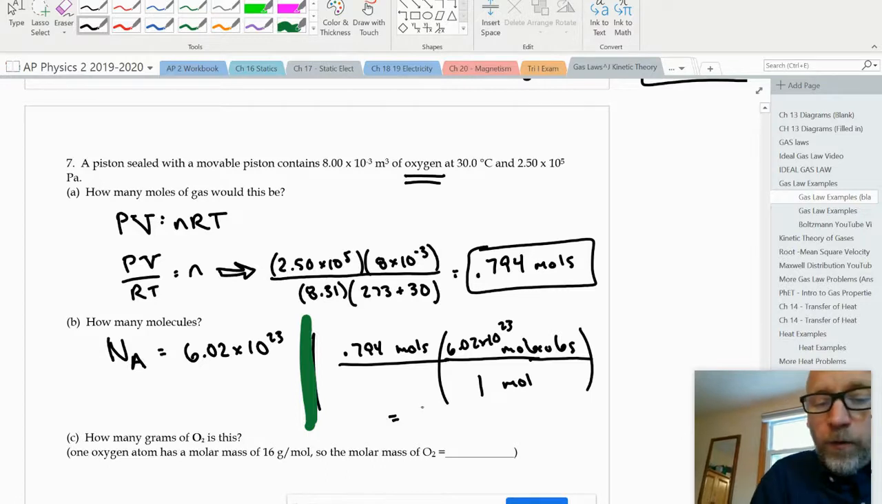I got a 4.78, or 4.8-ish, times 10 to the 23rd molecules.